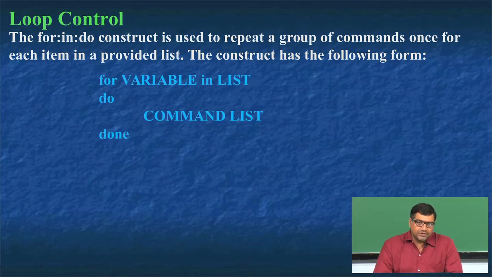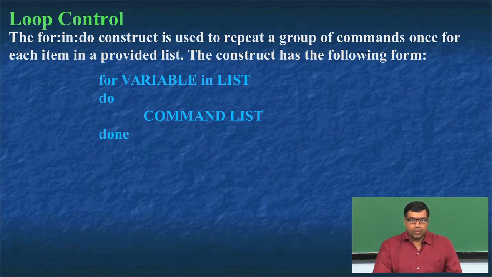So, the syntax for this loop control is like this: you have to type for followed by whatever variable you want to use, and then you have to follow it with the word in, and then you can give the list of files or the list of items that you want to work upon, and after that it should be followed by the keyword do, and you can give a bunch of command list, I mean whatever command followed by the list, I mean or the variable name, and then finally you have to end it with done.